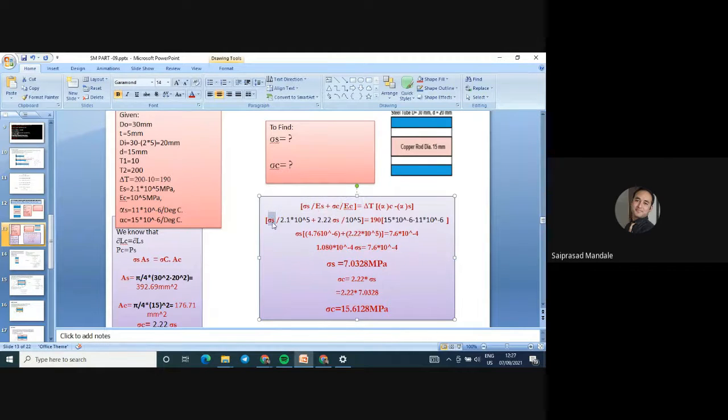Okay. So when sigma S is taken out from here, what remains? 1 divided by 2.1 into 10⁻⁵. So 1 divided by 2.1 into 10⁻⁵ will be equals to this. Similarly, here, what will it be? If sigma S is taken out from here, then 2.22 divided by 10⁻⁵. So it is 2.22 into 10⁵.